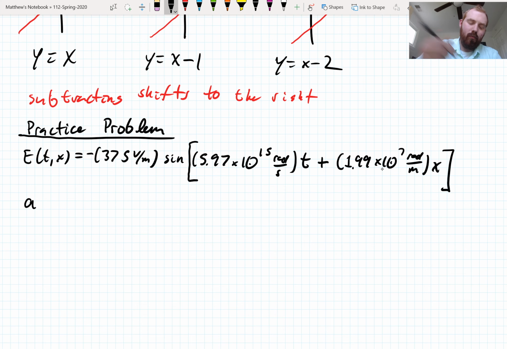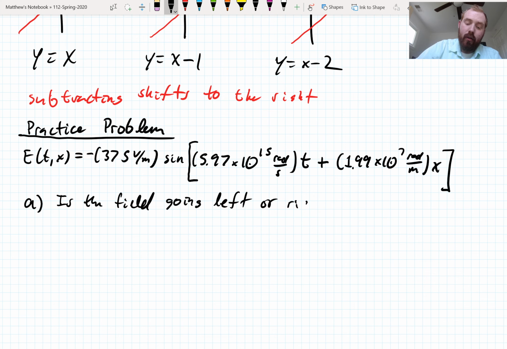So, A, is the field traveling left or right? All right. For that answer, we need the plus sign on the x term. So the plus sign on the x term tells us that this is a wave going to the left.